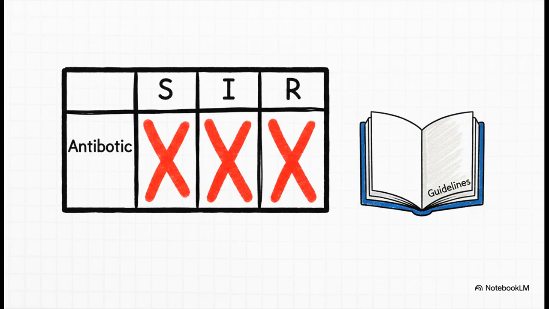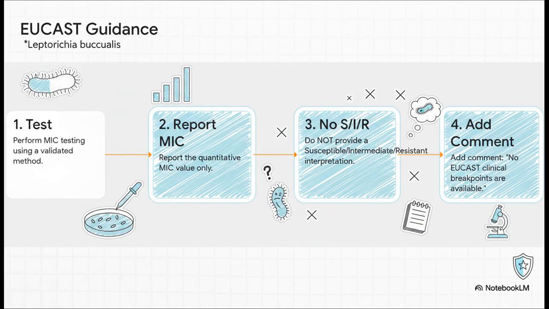And the answer from EUCAST is simple and direct. No clinical breakpoints exist. That's it. This means we cannot officially label an isolate as susceptible, intermediate, or resistant. So what are we supposed to do? Well, EUCAST gives us clear guidance for this exact situation.